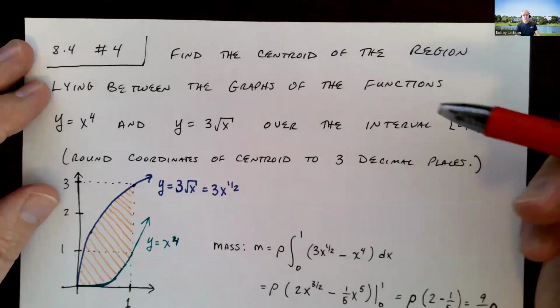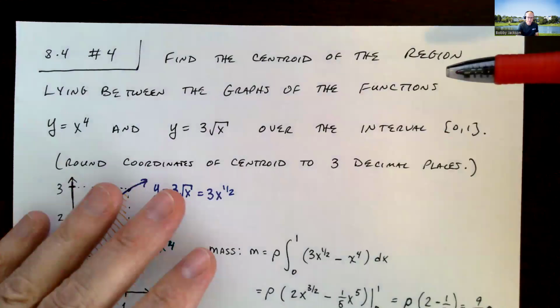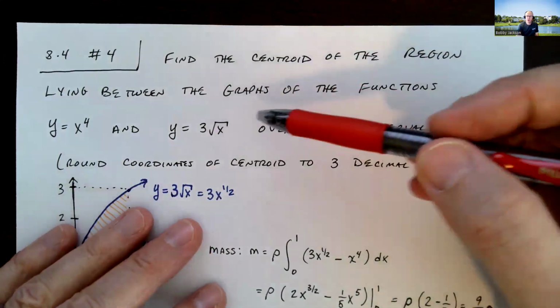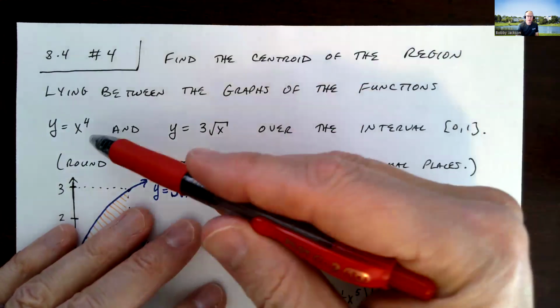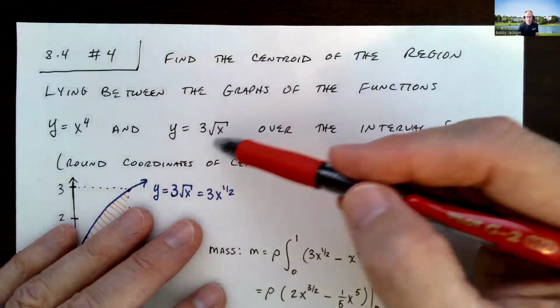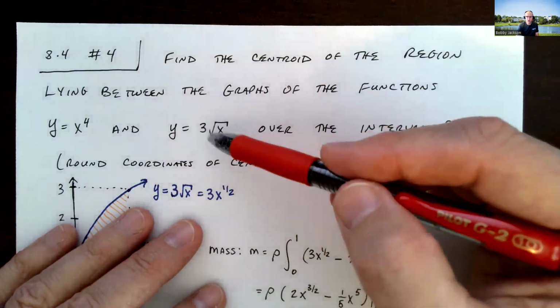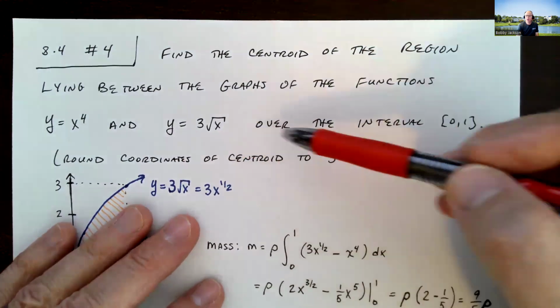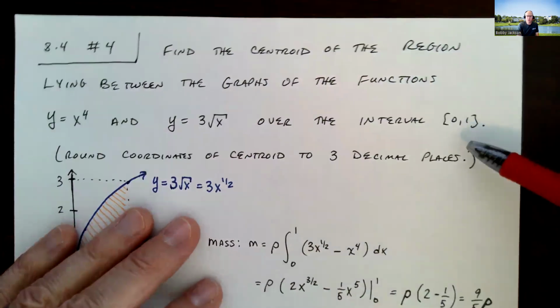Okay, let's take a look at number 4 in section 8.4. Little tricky one. Find the centroid of the region lying between the graphs of the functions y equals x to the fourth and y equals 3 times the square root of x. Be careful. The first time I read this, I thought this was y equals the cube root of x, and that messed things up. And we're going to do this over the interval from 0 to 1.